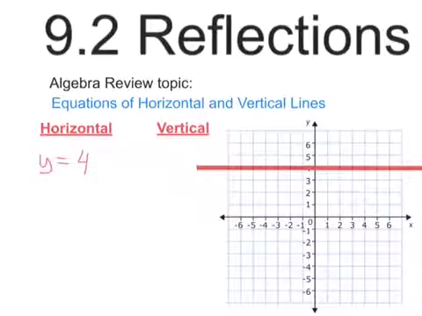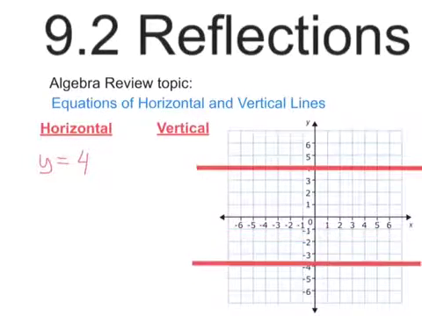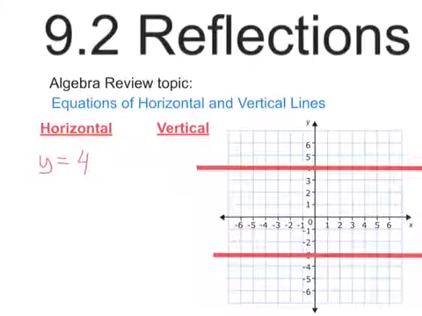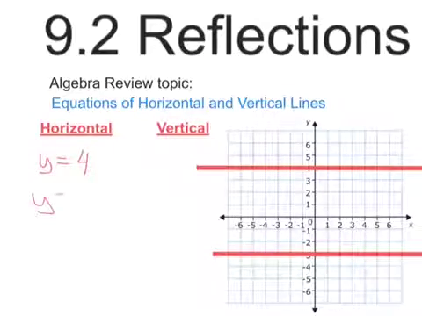And one more example of a horizontal line. Let's say this line crosses down here at -3. Therefore, the equation of this line is just going to be y equals -3. So a horizontal line is always going to have the form y equals a constant, and that constant is the specific y-intercept that your line will cross.